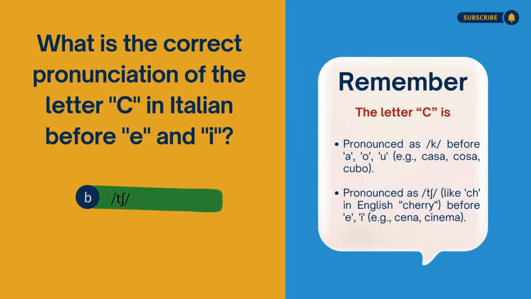And remember, the letter C is pronounced as k before A, O or U, as for example in casa, cosa, cubo. And it's pronounced ch, like cherry in English, before E and I, like in cena or cinema. Great! Now let's move on with the second question.